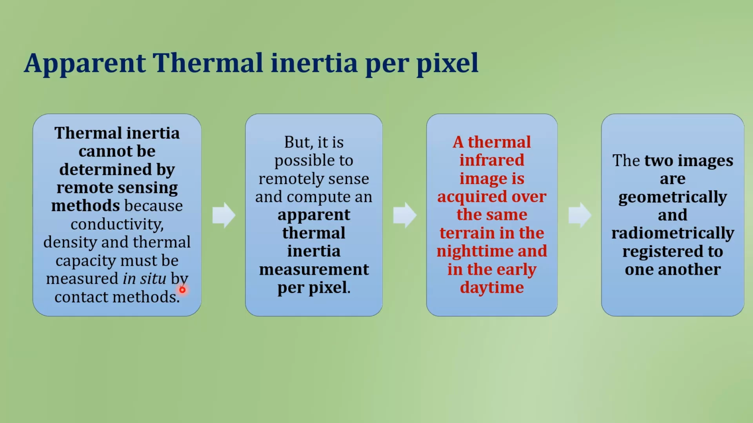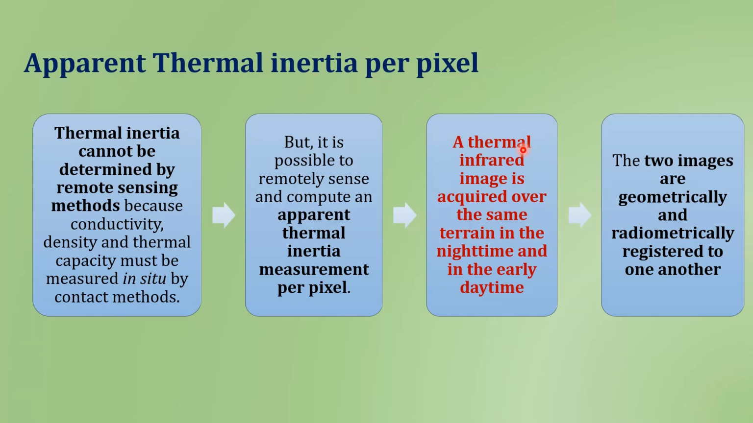Thermal inertia of different objects or materials on the earth cannot be determined by the remote sensing method, as this parameter depends on the conductivity, density and thermal capacity, which have to be measured in situ by the contact method. But it is possible to remotely sense and compute apparent thermal inertia per pixel.